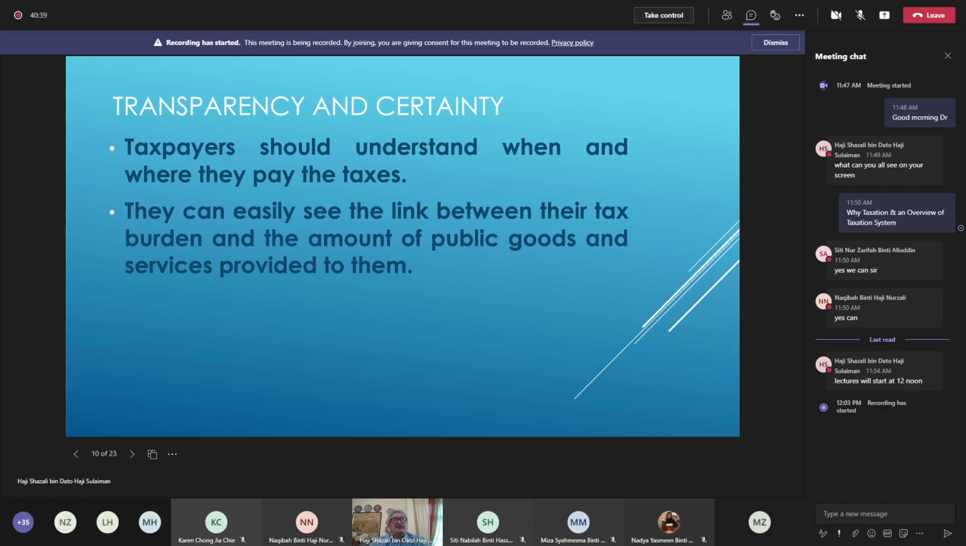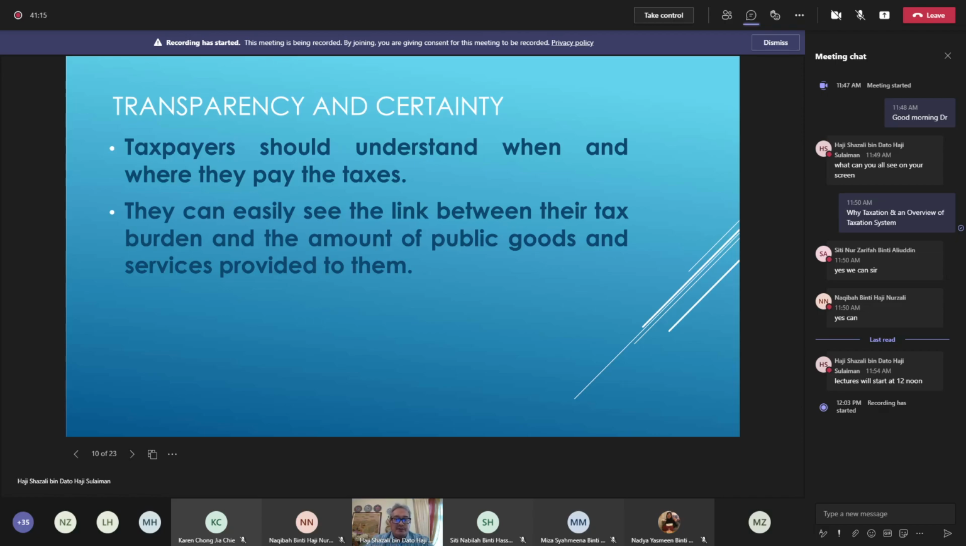Yeah. Okay. Transparency and certainty. A taxpayer should understand when and where they pay the taxes. They can easily see the link between their tax burden and the amount of public goods and services provided to them. Yeah. So if you do implement a tax system in Brunei, at the moment you don't pay tax in Brunei. There's no personal income tax. So if you want to complain about the education, the medical services or infrastructure, you do not have a powerful voice now, since you are not contributing to any of the government revenue.